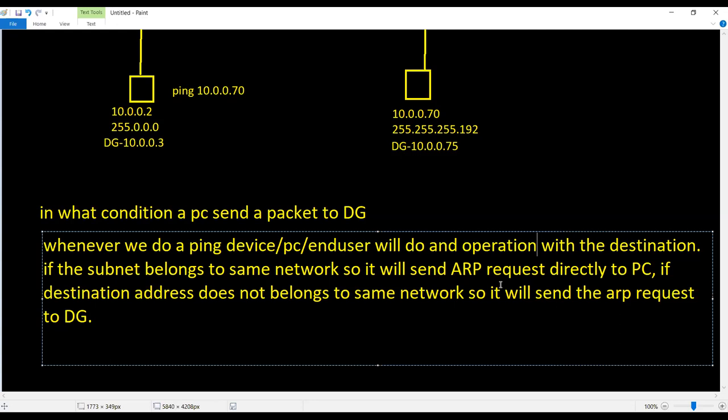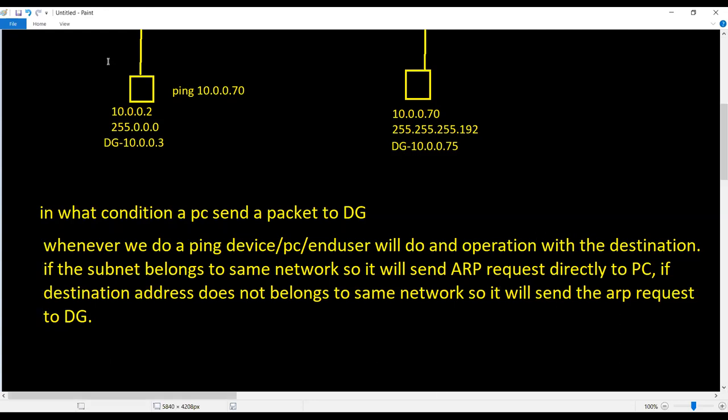Yes. Okay. So again, the same question. In this condition, what will happen whenever I try to ping this network? Will it send the ARP request to this address directly or to the default gateway? Default gateway? Akram? Atif? It's a different subnet, right?